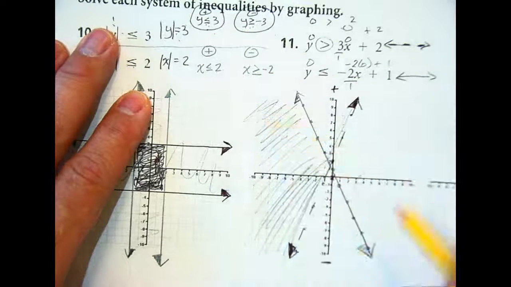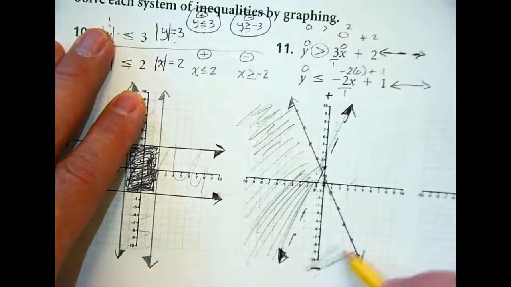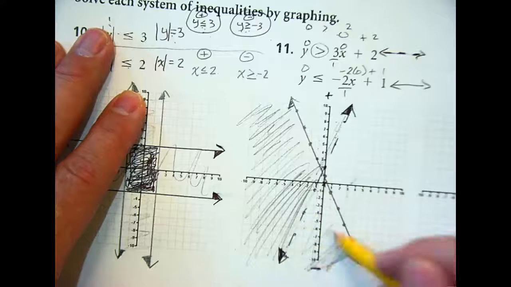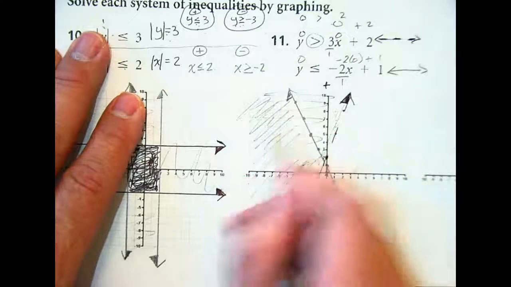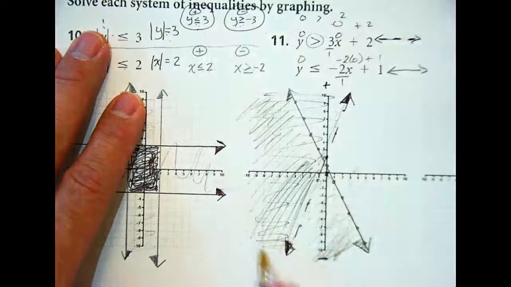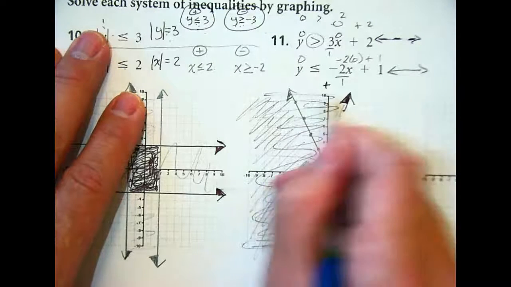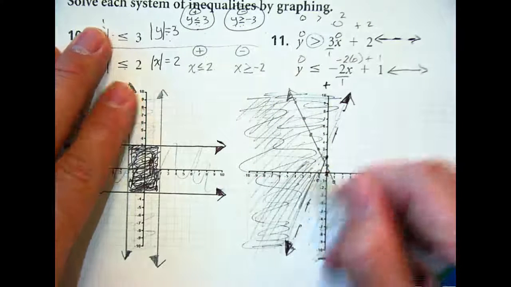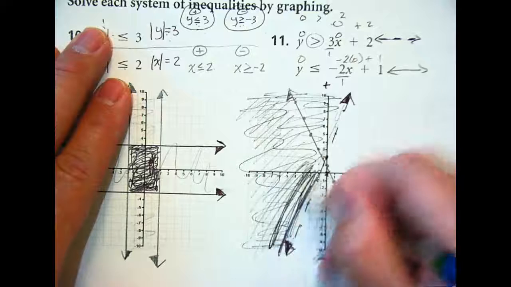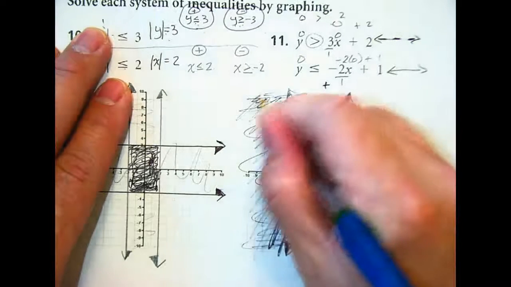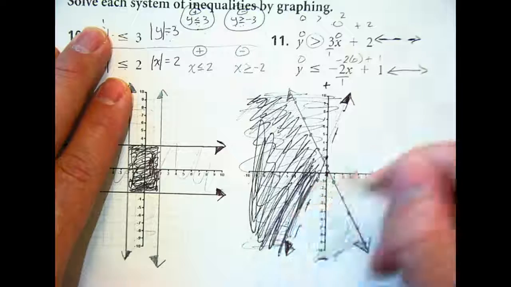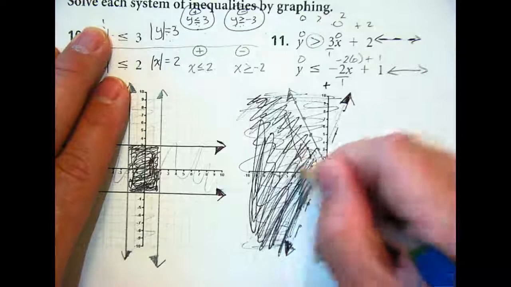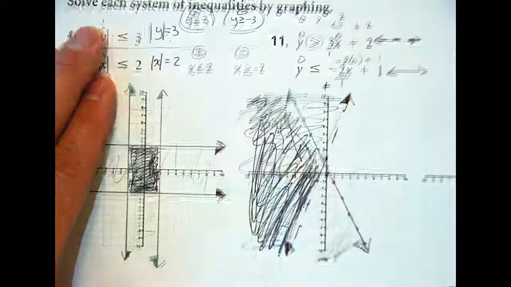Okay, for those of you who are like, well, I want to see all the graph, well then shade everything on this side of that line and everything on this side of this line, and the part where the two overlap is your solution, so darken that in. So we'll darken this whole area in right here. Either way is fine with me. If you want to shade both and then darken in the overlapping because you like scribbling, go for it.